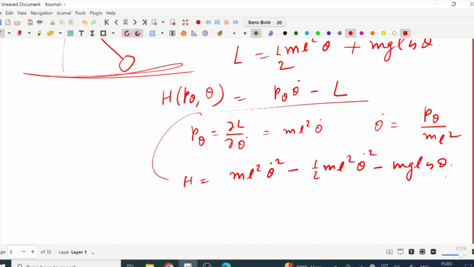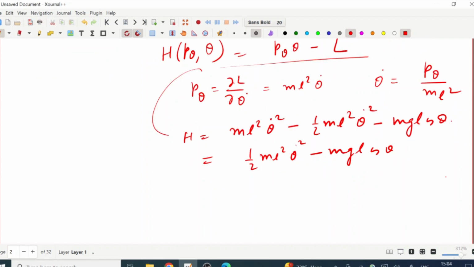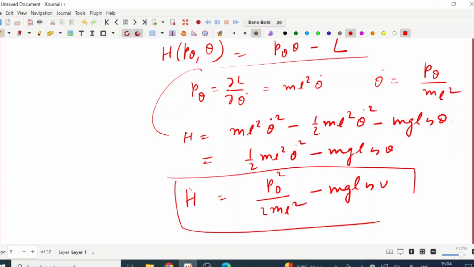Okay. I have substituted the Lagrangian. The first two terms will combine to half m L square theta dot square minus mg L cos theta. Now, you can see that if I use theta dot equal to p theta by m L square, it will be p theta square by 2 m L square. The theta dot square gives p theta square by m L square, and one m L square will get cancelled, so times mg L cos theta. So, this will be the Hamiltonian for a simple pendulum.